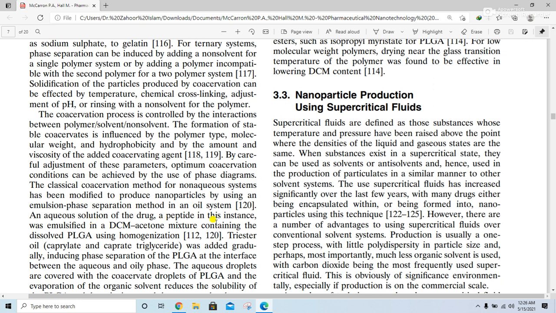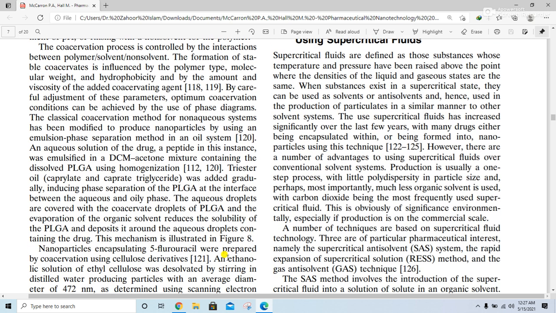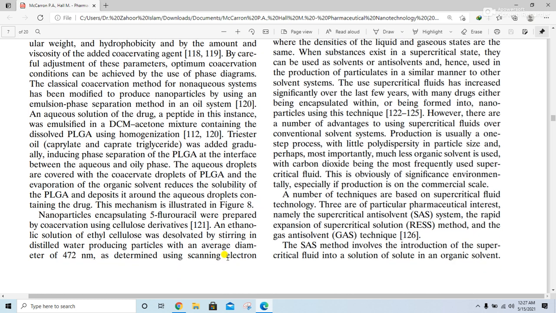An aqueous solution of the drug, a peptide in this instance, was emulsified in a dichloromethane (DCM) and acetone mixture containing dissolved PLGA using homogenization. Triester oil, or caprylate and caprate triglyceride, was added gradually, inducing the phase separation of the PLGA. At the interface between the aqueous and oily phase, the aqueous droplets are covered with coacervate droplets of PLGA, and the evaporation of the organic solvents reduces the solubility of PLGA and deposits it around the aqueous droplets containing the drug. This mechanism is shown in figure 8.